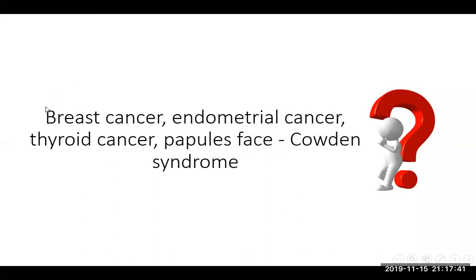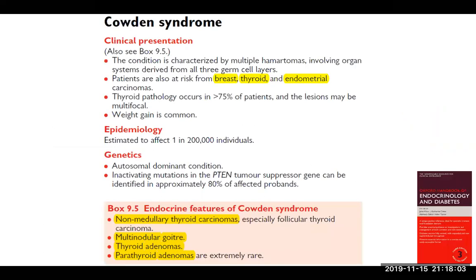Here a question in this year: breast cancer, endometrial cancer, thyroid cancer, you must suspect Cowden syndrome, which is PTEN, autosomal dominant. This is a repeated question. Breast, endometrial and thyroid pathology, you must suspect Cowden syndrome, which is caused by inactivation of PTEN, a tumor suppressor gene.